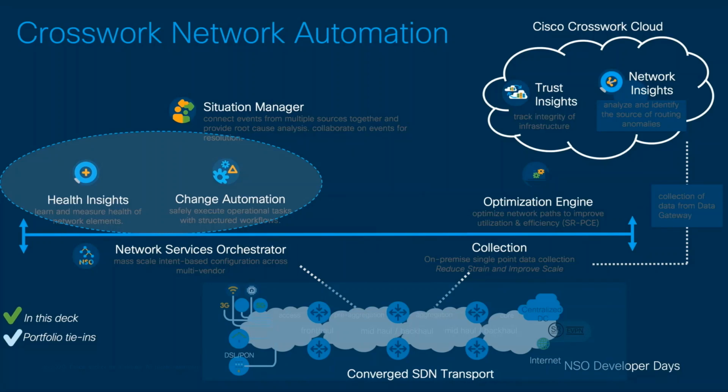Typically, all these applications are categorized into two formats. One is on-prem applications and the other one is cloud apps. On-prem applications include Health Insights, Change Automation, NSO, Optimization Engine, and Data Gateway. Currently, we categorize them as on-prem applications, whereas Trust Insights and Network Insights are our cloud offerings. Situation Manager is an OEM product of Cisco. As a part of this demonstration, we will be talking about Health Insights, Change Automation, Situation Manager, NSO, and Data Gateway.